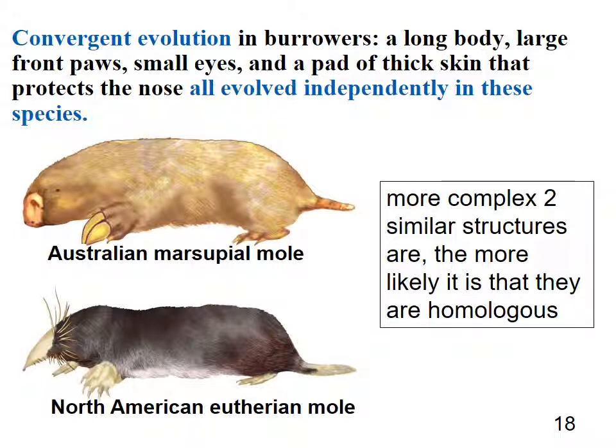So the more complex two similar structures are, the more likely it is that they're homologous. However, if you look at the claws and look at the nose pad on these guys, you can see that they're actually pretty different.